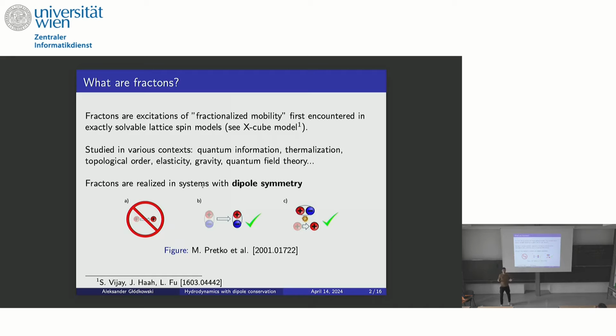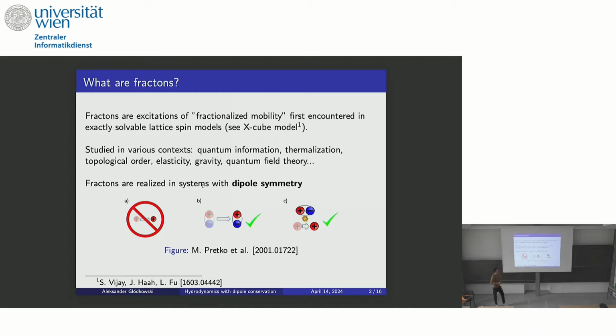The details of this model are not so important, but what I would like to tell you about this model is that it is just a lattice model with local interaction, and it hosts these excitations of fractionalized mobility, fractons. And on top of that, it has these very exotic subsystem symmetries, which depend on the geometry of the underlying lattice. And it has extensive ground state degeneracy, which grows exponentially with the number of the lattice sites.